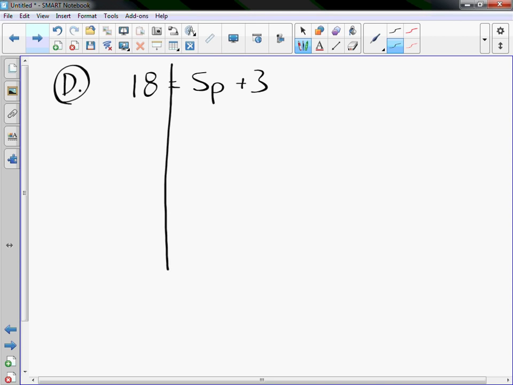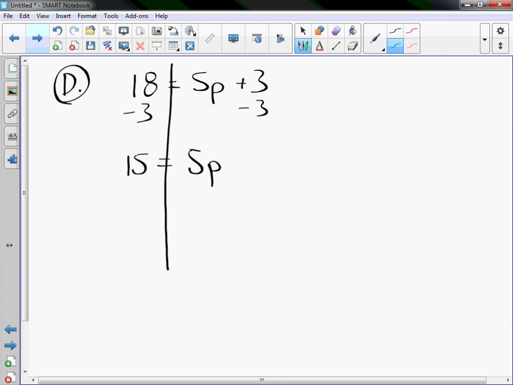Okay, what is the easiest thing to get rid of on the side that has our variable? Well, to me, it would be the plus 3. Addition and subtraction are always easier, or almost always easier than multiplication or division. The case where they're not is the last case we just looked at. Okay, so in this case we had a plus 3, so I'm going to subtract 3 from both sides. 18 minus 3 is 15 equals, we have a 5p plus, well, 3 minus 3 is 0, so just 5p.